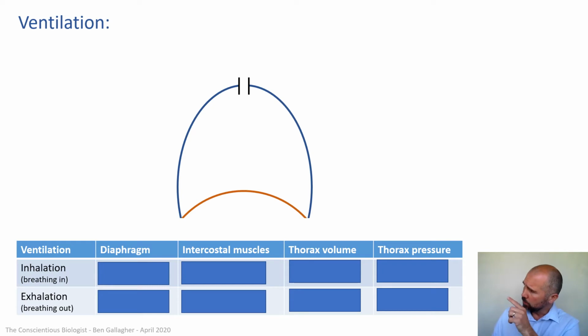So what I've got in this table, you see those headings there. We've got the ventilation, or the type of ventilation. So are you inhaling, breathing in, or exhaling, breathing out? You need to know what the diaphragm is doing during that time, what the intercostal muscles are doing during that time, what's happening to the volume of the thorax, the size of your chest, if you like, and what's happening to the pressure in your thorax right next to me.